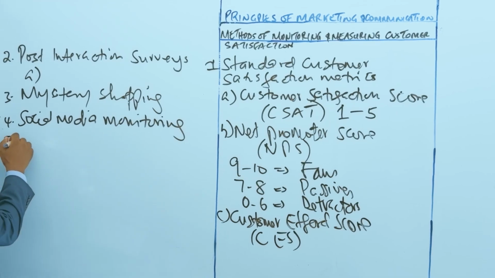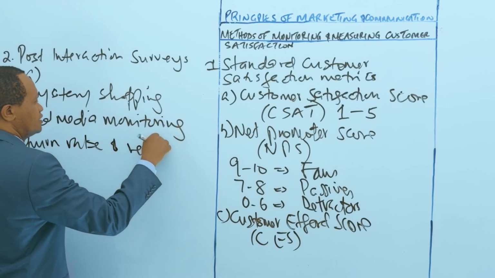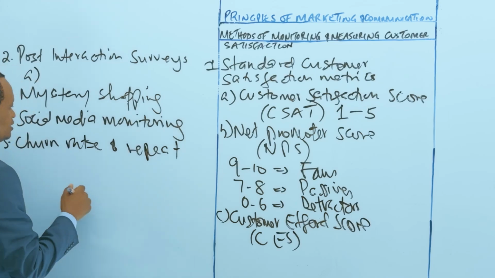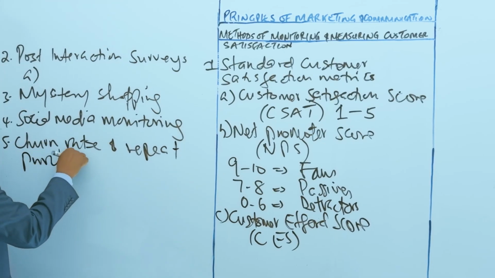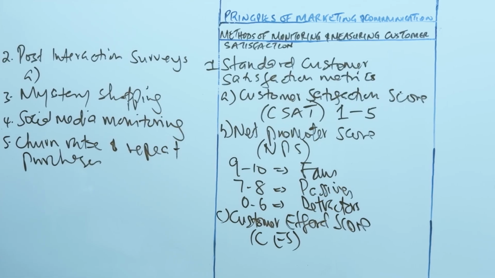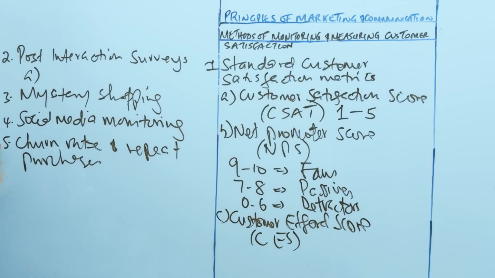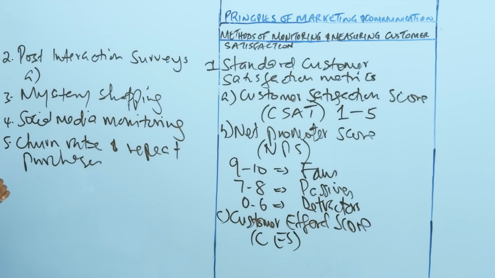Number 5, another method is churn rate and repeat purchases. These are behavioral measurements because you aren't asking them how they feel, you are watching what they do. For example, you have the churn rate. This is the percentage of customers who stop buying from you over a period. They are churning out. They are not telling you, but through their action, you can get feedback.